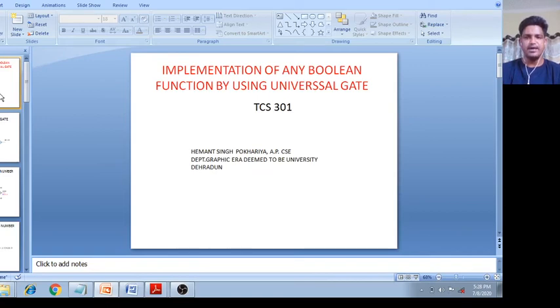Boolean function by using universal gate. Okay, in last class you have also seen how to implement any Boolean function by using NAND or NOR by two level gate minimization and in case of multiple level gate minimization. And suppose you have to implement any expression Y equal to A B bar plus B A bar by using NAND gate.